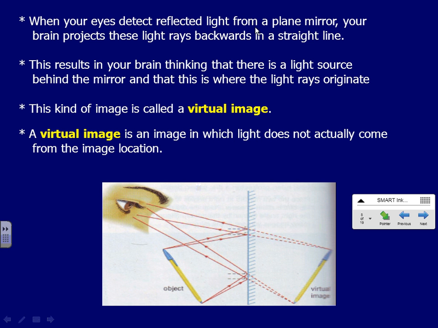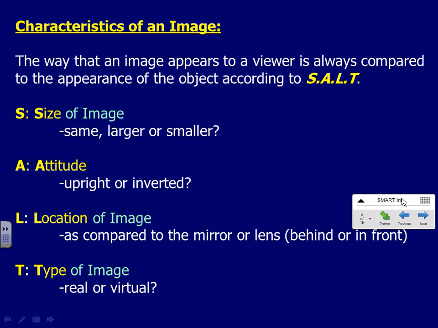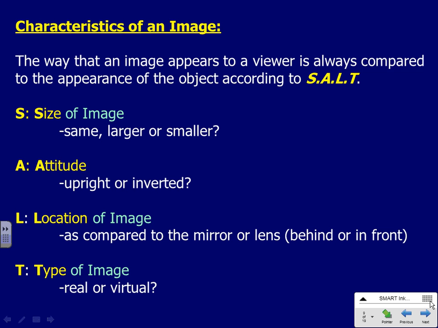When your eyes detect light, reflected light from a plane mirror, your brain projects these light rays backwards in a straight line. This results in your brain thinking that there is a light source behind the mirror, and this is where the light rays originate from. This kind of image is called a virtual image. I'll talk more about what a virtual image is. A virtual image is an image in which light does not actually come from that location. Don't worry about that. I do want you to write down this.